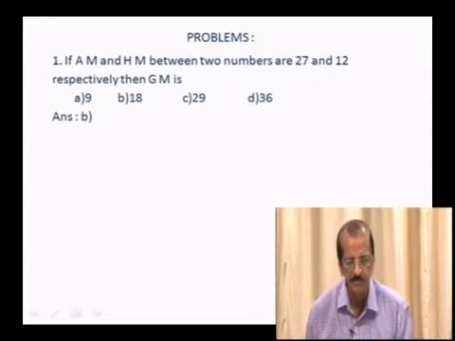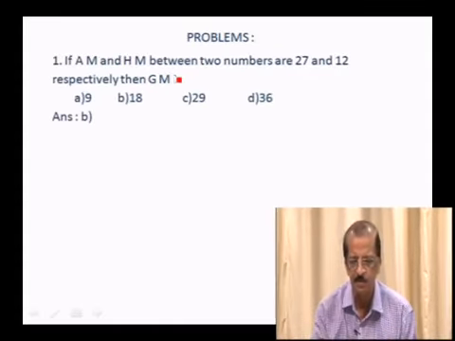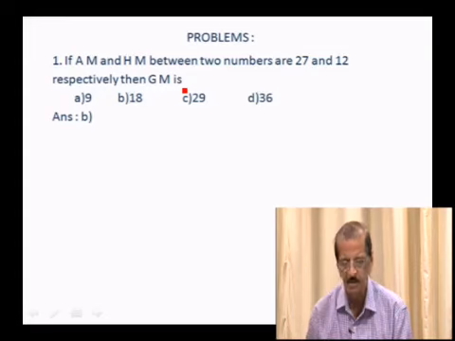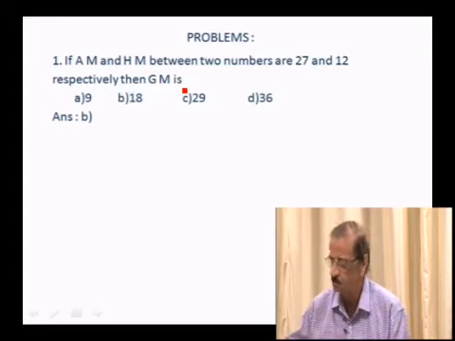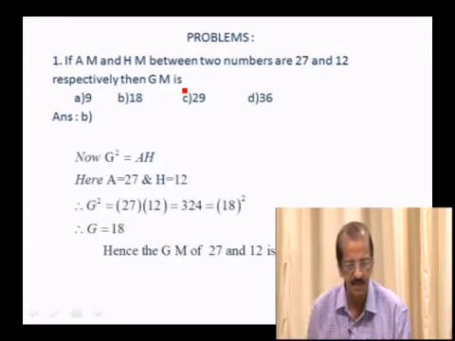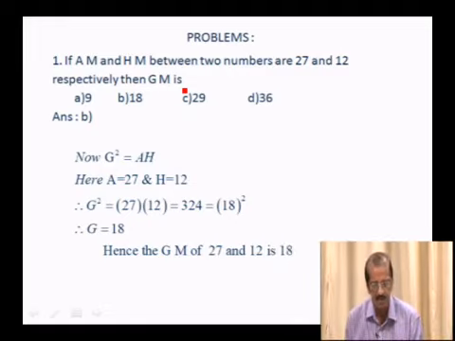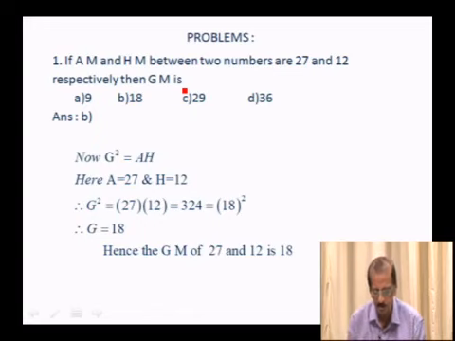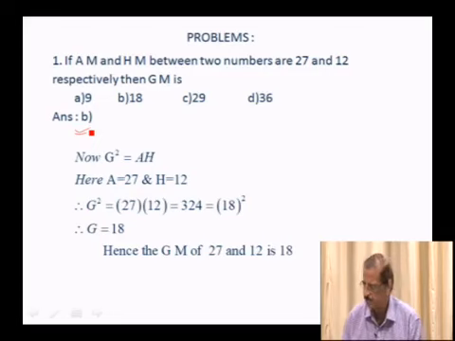First one, if AM and HM between two numbers are 27 and 12 respectively, then what is the geometric mean asked? It is very easy. You know that G square is equal to AH. Use that formula, G square is equal to AH. Here A is 27 and H is equal to 12. So, G square is 18 square. So, G is equal to 18. So, the answer is this option B.